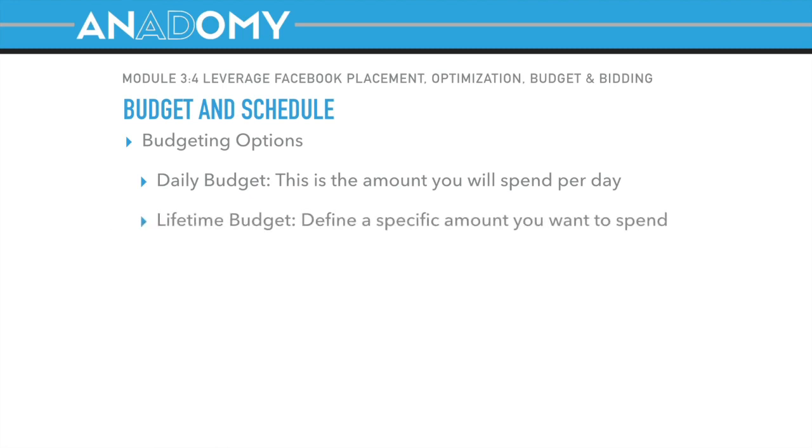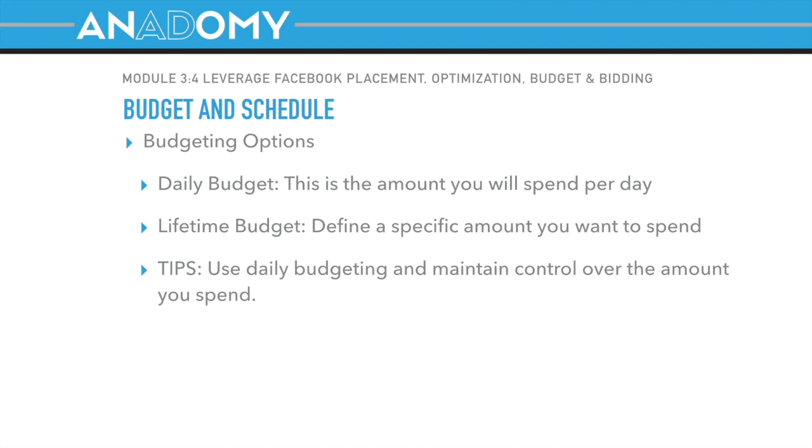The second option you have is a lifetime budget. Essentially what you're saying is I'm willing to spend $500, and once that amount is exhausted, then the ad will just shut itself off. As far as budgeting goes, my recommendation would be to use the daily budget. This allows you to have the maximum amount of control over how much you spend. If you choose a lifetime budget of $500, Facebook is going to be able to pick and choose how often they display your ad over that ad's life cycle and not over a specific day.